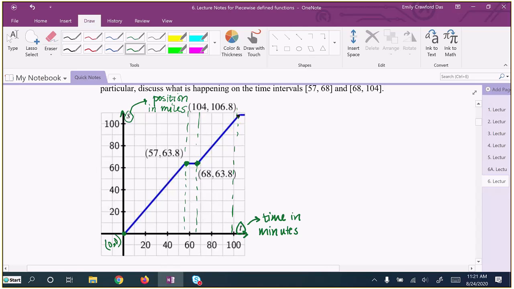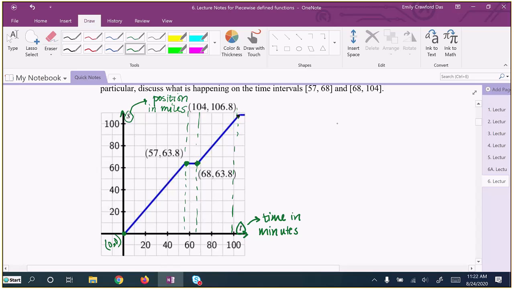Then I see another point here, which is (68, 63.8). That tells me that at time 68 minutes, I've also driven 63.8 miles. Well, that's the same distance I had driven at 57 minutes, so that means I didn't move in that time between 57 and 68. But then it looks like I must have started moving again, because between 68 minutes and 104 minutes, I've gone from 63.8 miles to 106.8 miles. So let's try to write that up.